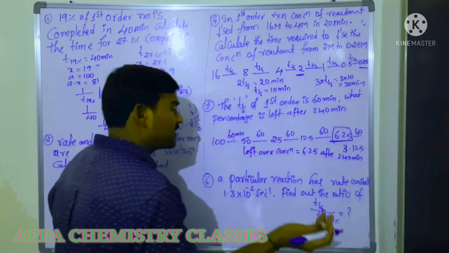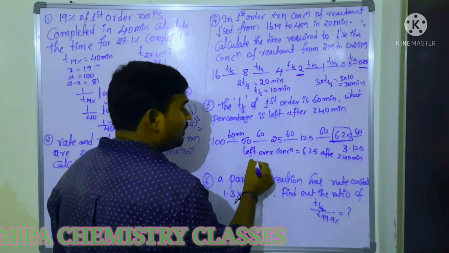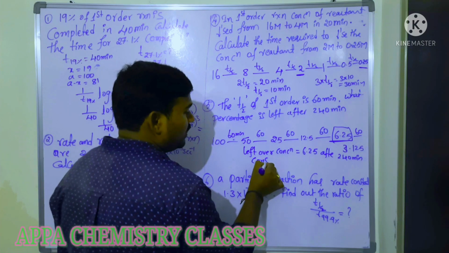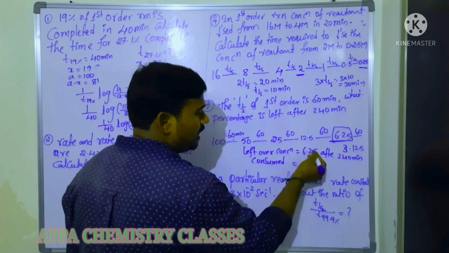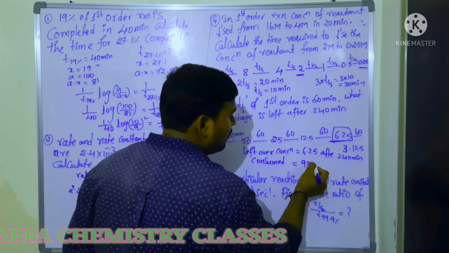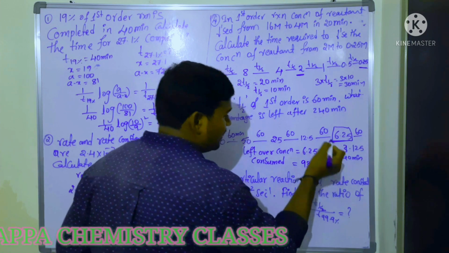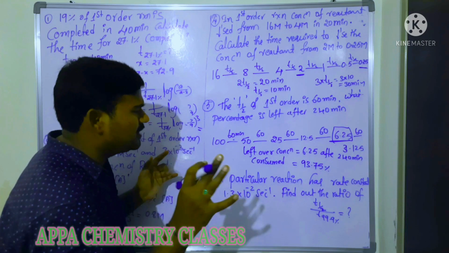After 240 minutes, how much quantity of reactant is reacted or consumed? The reacted reactant will be 100 minus 6.25, that is nothing but 93.75%. 93.75% is consumed in that reaction. Is that clear? Very easy one.